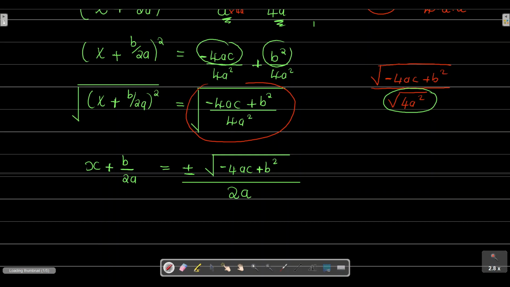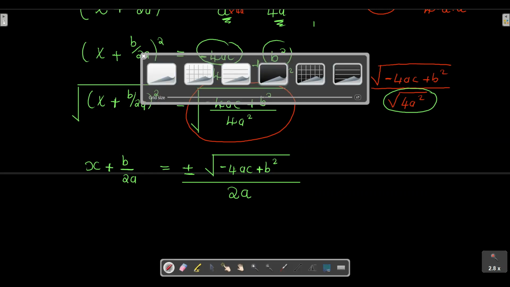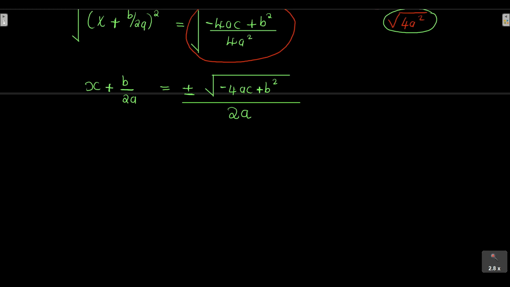Okay, so from here, what do we still need to do? We basically need to take that positive b over 2a to the right hand side. Okay, so x is equal to, right? If we take it to the right hand side, we're going to have minus b over 2a.